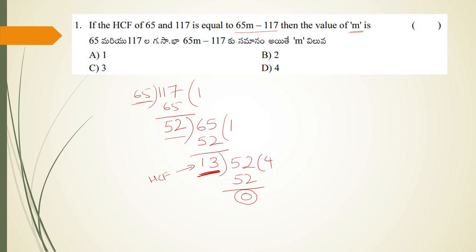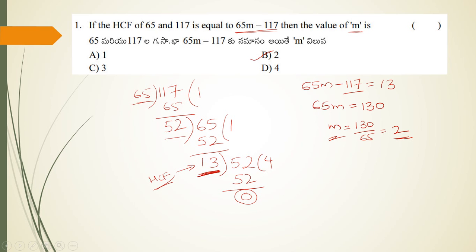But what did he ask? He did not ask for the HCF, he is asking what is the value of m. Now 65m minus 117 is equal to this HCF, which is nothing but 13. From this, 65m is equal to, when I transpose this minus 117, it becomes plus 117, which gives me 130. So m is equal to 130 by 65, which gives me 2. So the value of m is 2. Option B is my answer.